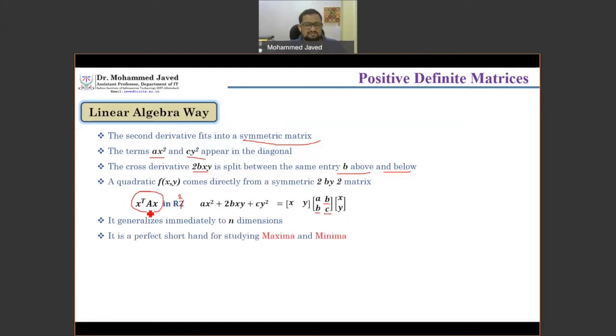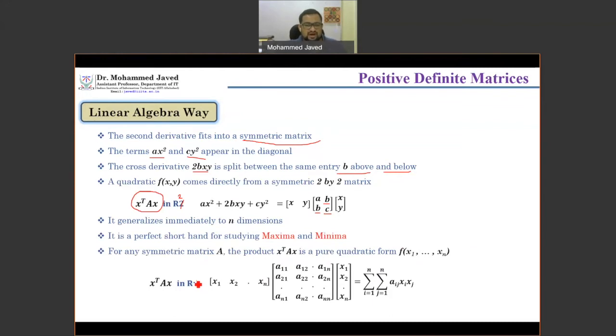Because I'm dealing with this matrix here, it would be easy for me to study the maxima and minima. For any symmetric matrix A, the product, that is x transpose Ax, is a pure quadratic form f of x1 up to xn, that is n variables. So now this is also Rn. Please remember, this is not Rn continuously, it is R power n. So x transpose Ax is in R power n, and the matrix would generalize. So this matrix will get generalized in this form in n dimensions.